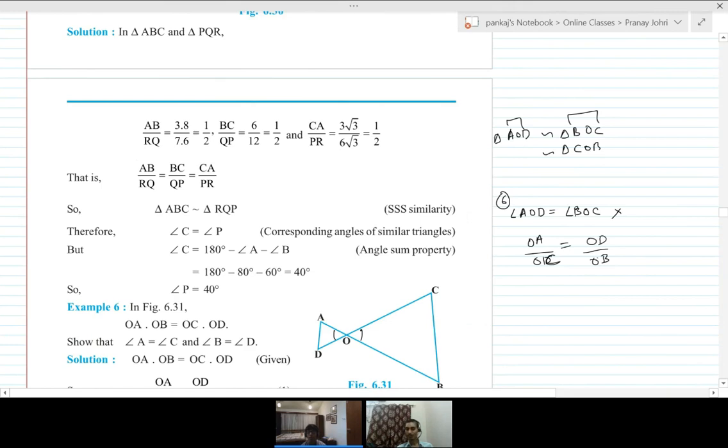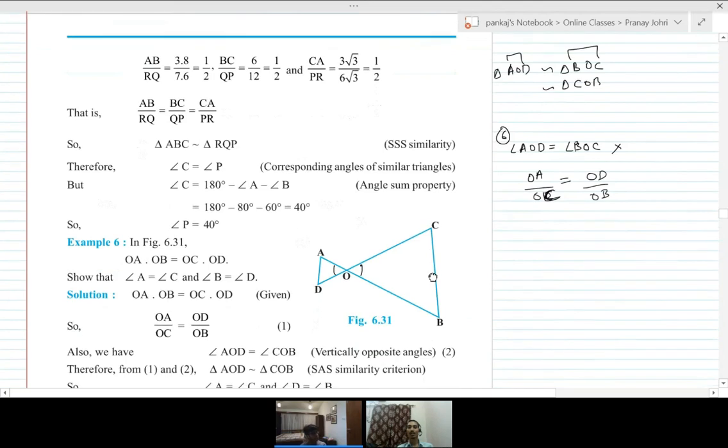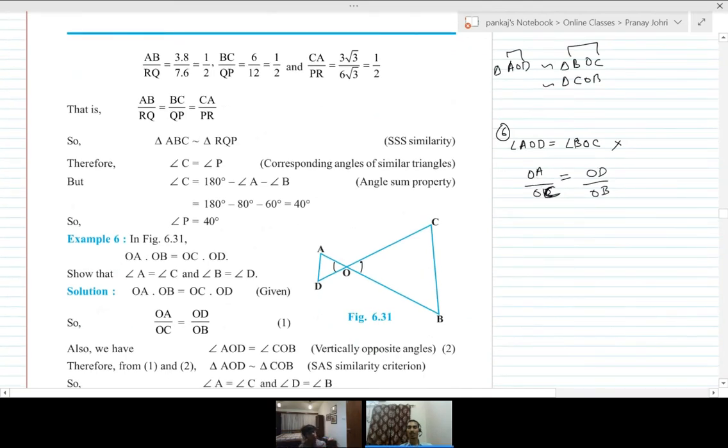Now, if OA is equal to OC and OD is equal to OB, then we have SAS. Now you can just write this using OA by OC. You can come to know that A is corresponding to C, and D is corresponding to B.